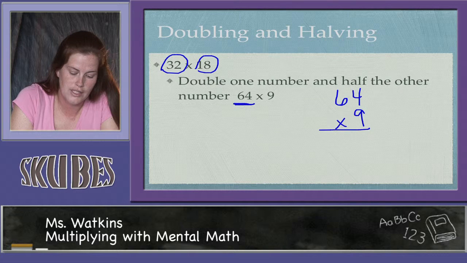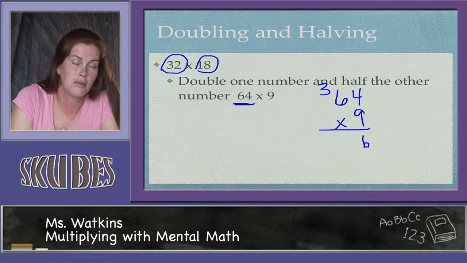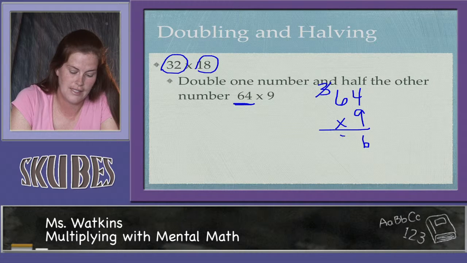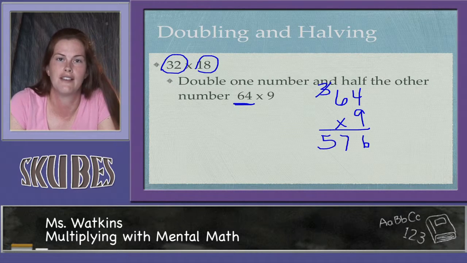9 times 4 equals 36. Write down your 6, carry your 3. 9 times 6 equals 54, plus the 3 you carried becomes 57. So our answer is 576.